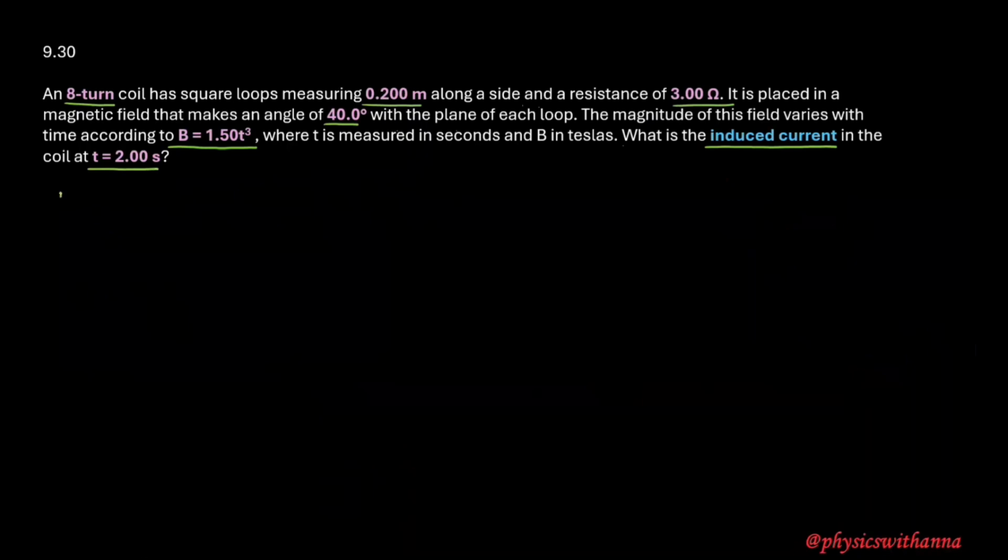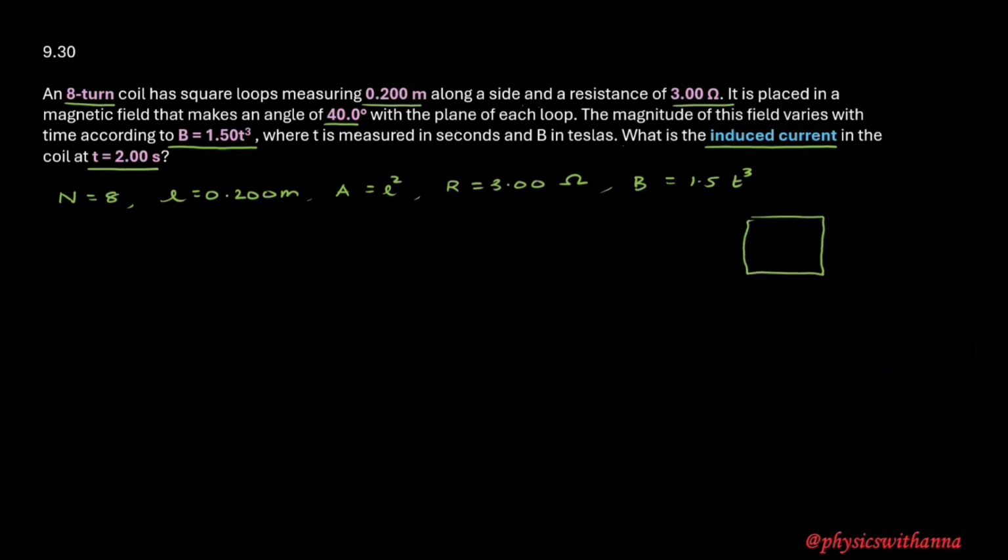So here we have the number of turns N as 8. The length of each side of the square loop, which we can write as L, is 0.2 meter. And since it is a square loop, its area will be just the length squared. Resistance of the loop is 3 ohm. And the magnetic field through it varies as 1.5 t cubed, which is a function of time. And they said that the magnetic field makes an angle of 40 degrees with the plane of each loop.